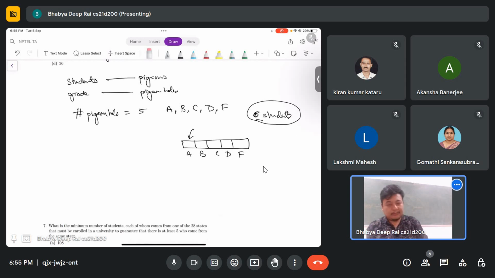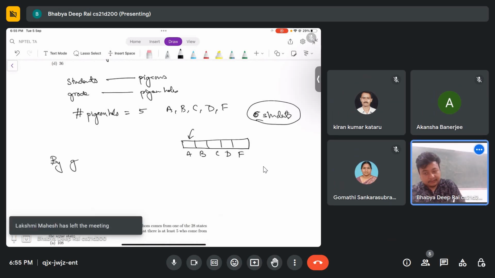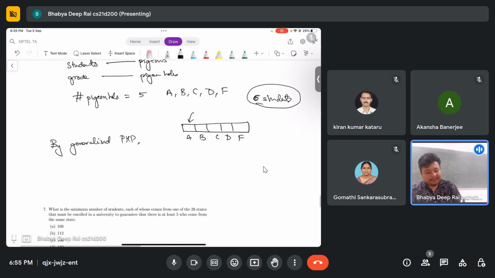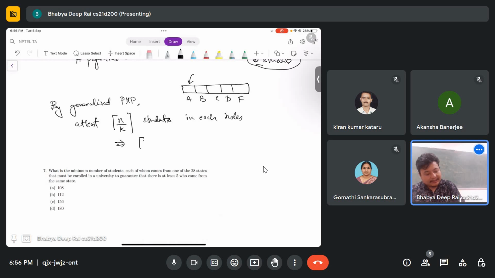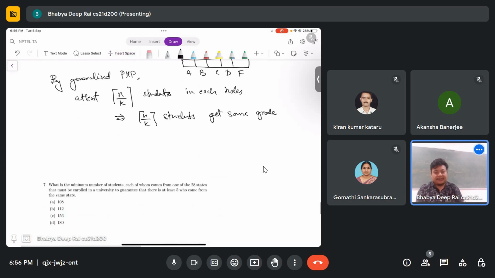The formula way is as follows. We use the formula of the generalized pigeonhole principle. The generalized pigeonhole principle says that at least n by k students in each hole, which means that n by k students get the same grade, right? So n by k students get the same grade.